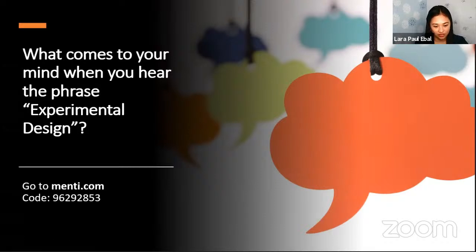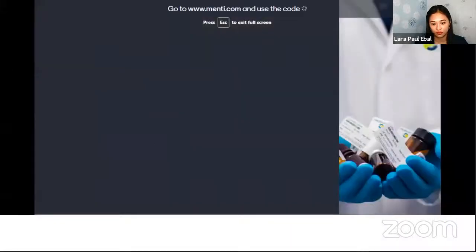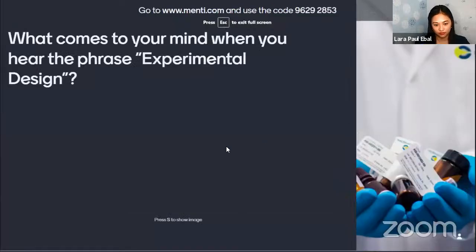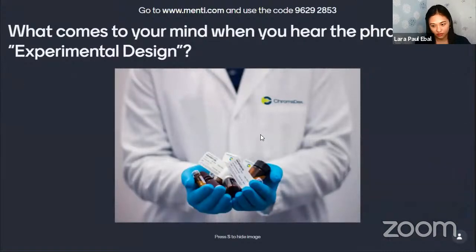Okay, so I'll stop share first. Can you see the code? 96292853. Okay, so I will just wait. I will screen share my Menti. So 96292853. Okay, so I will wait.